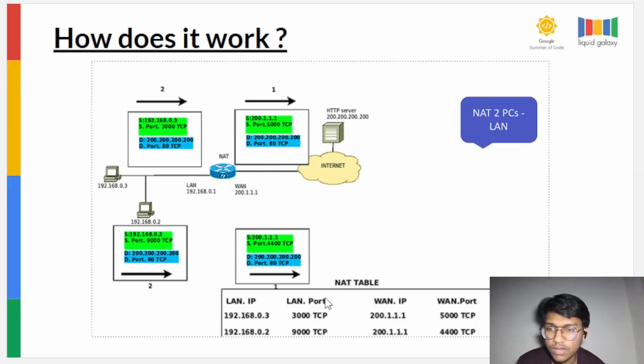Now it creates or generates a NAT table. For this wide area network IP and this port, the router has to connect to this machine, 192.168.0.3. So this is the mapping table that NAT uses to connect in a network. I hope this is clear to you.